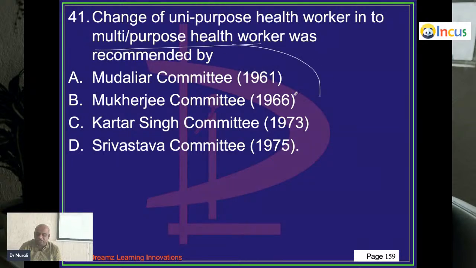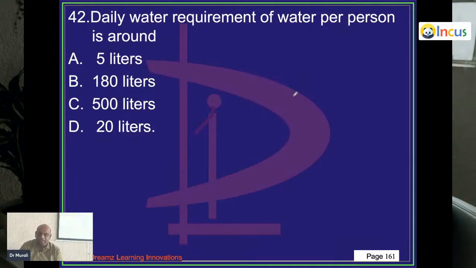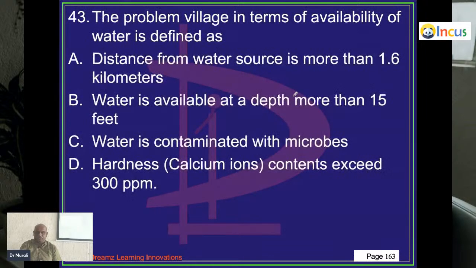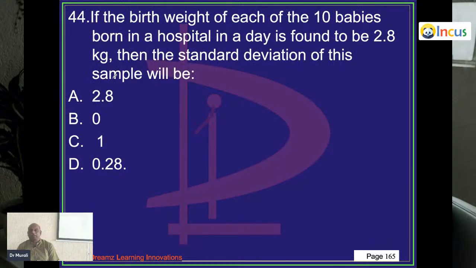So, multi-purpose health workers are because of which committee? Kartar Singh committee. How much water is required daily? 180 liters. Problem village means what? Distance from the water source more than 1.6 kilometers is what you need to remember.